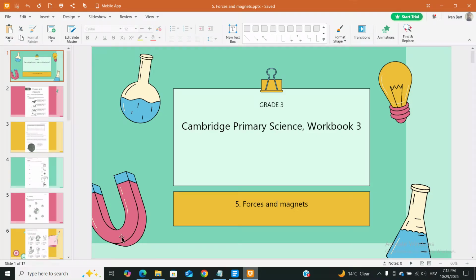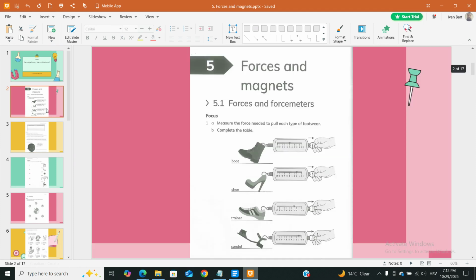Cambridge Primary Science, Workbook 3. 5. Forces and magnets. 5.1 Forces and force meters. Focus. 1. Measure the force needed to pull each type of footwear. Complete the table. Boot, shoe, trainer, sandal.